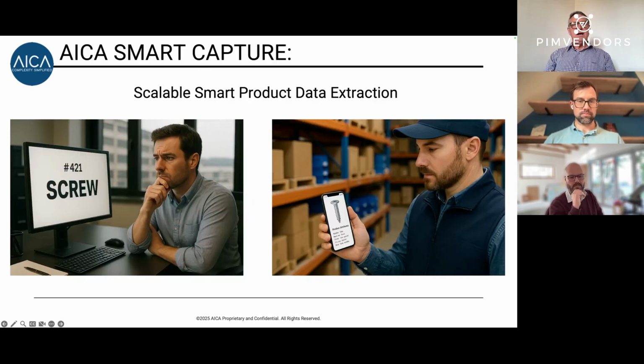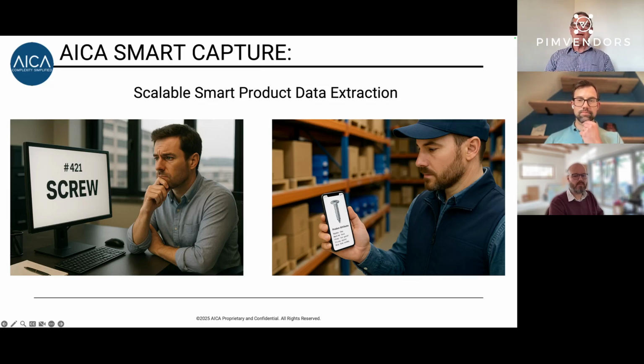Next slide, thanks, Stian. One of the other projects that we started working on with Stefan and some of our other partners across the world, we call it the AICA Smart Capture. We found, if you look at the picture on the left-hand side, by the way, they're AI generated. I actually find them quite amazing how good the quality is. But the problem of a master data manager or somebody within the organization that says, what does the word screw mean? There's not enough attribute information for me. What do I need to do?